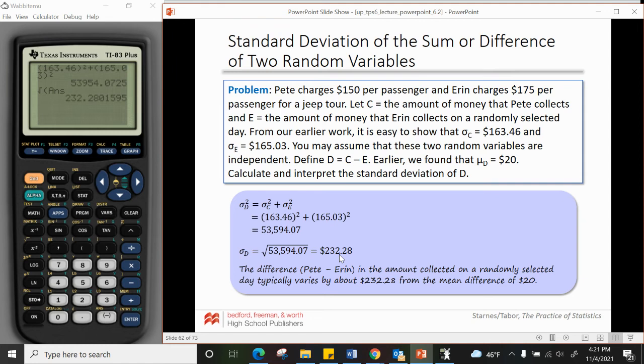So the difference between Pete and Aaron in the amount collected on a randomly selected day typically varies by about $232.28 from the mean difference of 20. So don't forget about that context there.